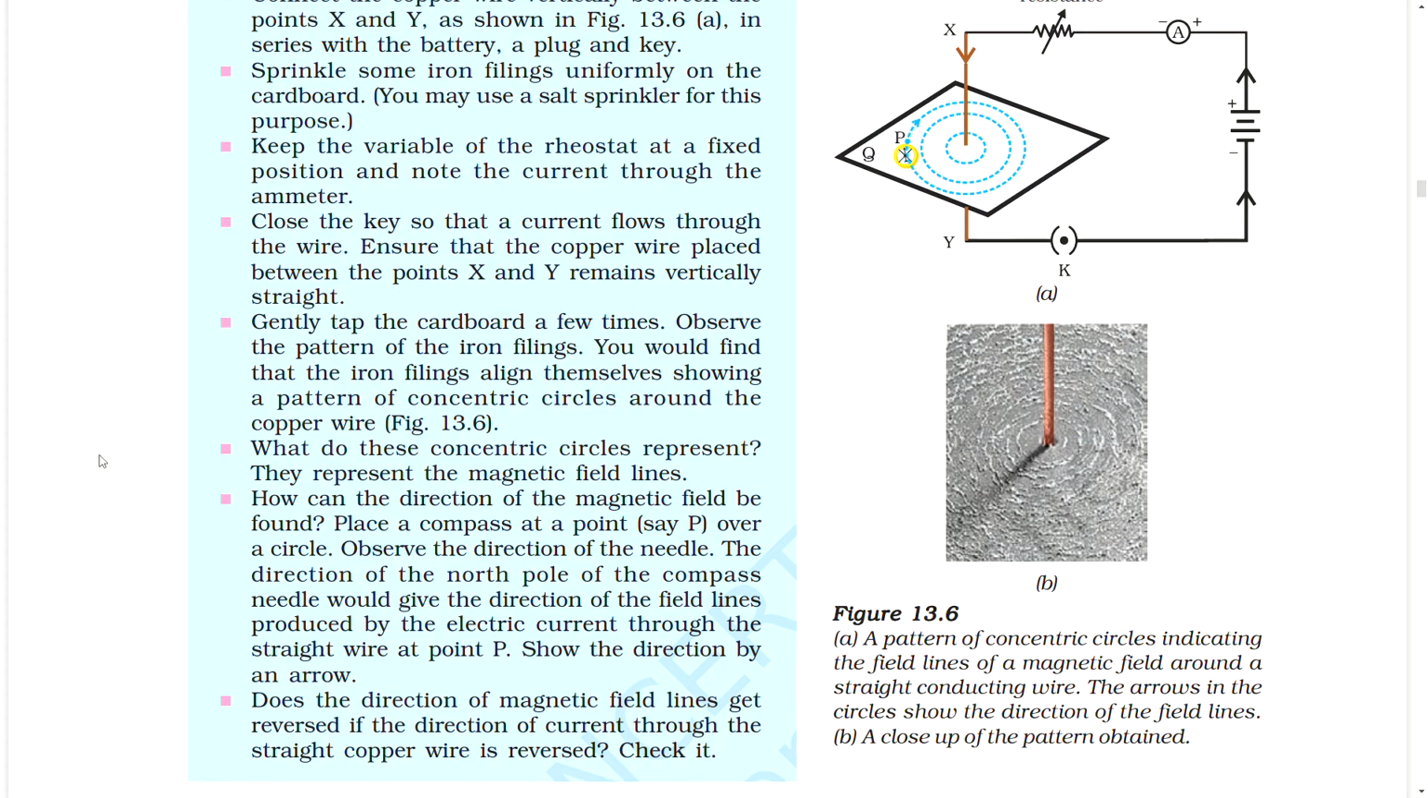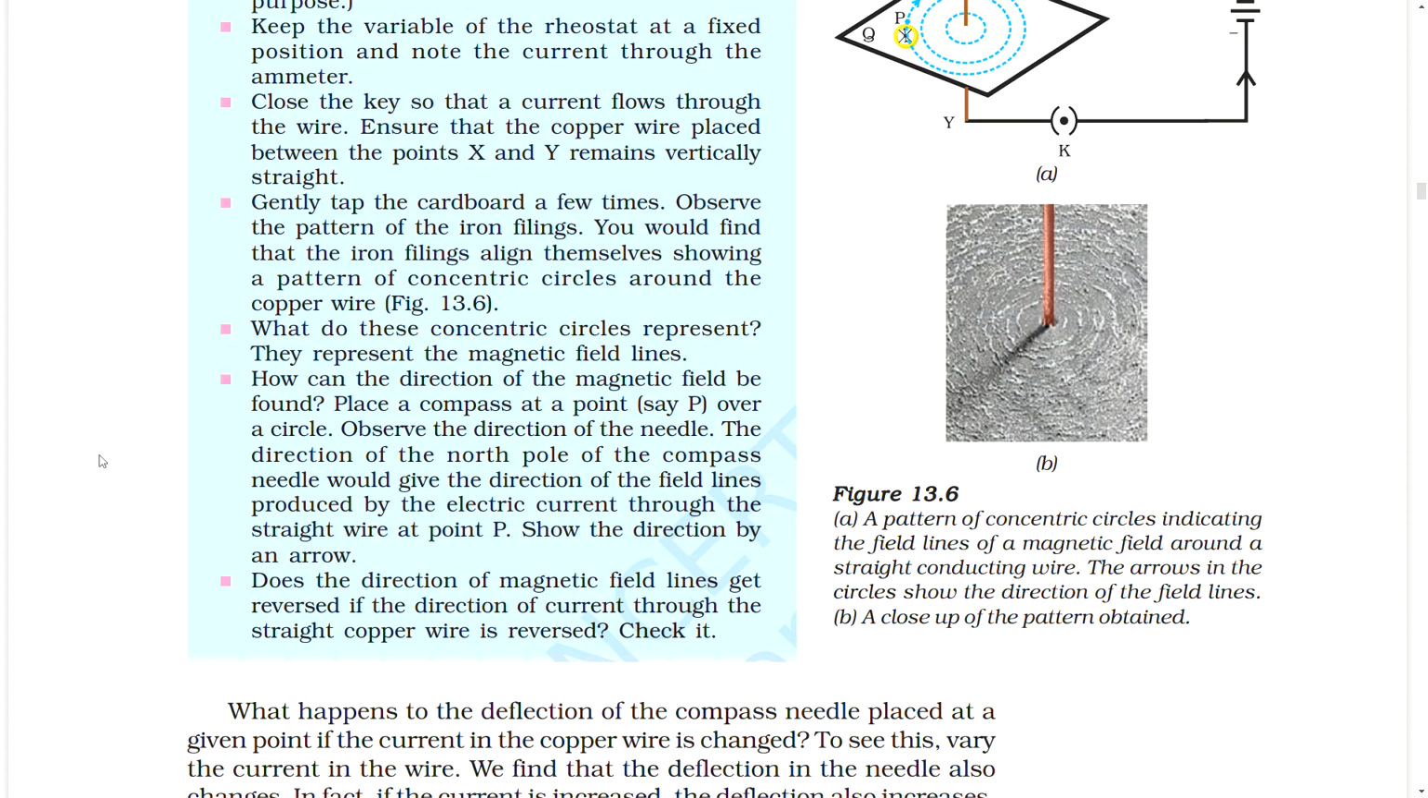What do these concentric circles represent? They represent the magnetic field lines. How can the direction of the magnetic field be found? Place a compass at a point, say P, over a circle. Observe the direction of the needle. The direction of the north pole of the compass needle would give the direction of the field lines produced by the electric current through the straight wire at point P. Show the direction by an arrow. Does the direction of magnetic field lines get reversed if the direction of current through the straight copper wire is reversed? Check it.